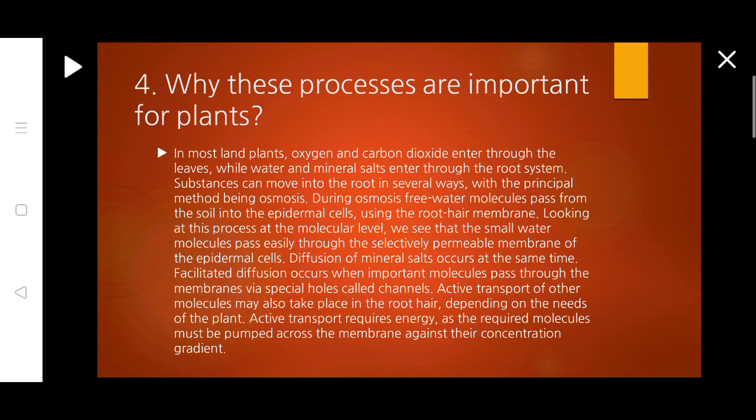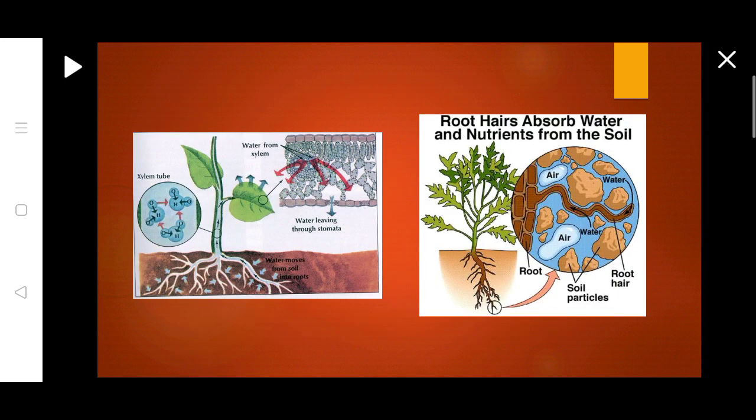Diffusion of mineral salts occurs at the same time. Facilitated diffusion occurs when important molecules pass through the membranes via special holes called channels. Active transport of other molecules may also take place in the root hair. Depending on the needs of the plant, active transport requires energy, as the required molecules must be pumped across the membrane against their concentration gradient. So these are the pictures that show why these processes are very important for plants.